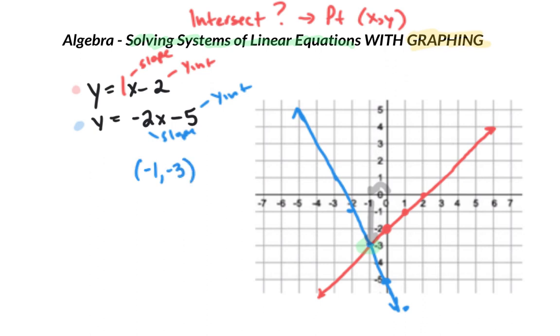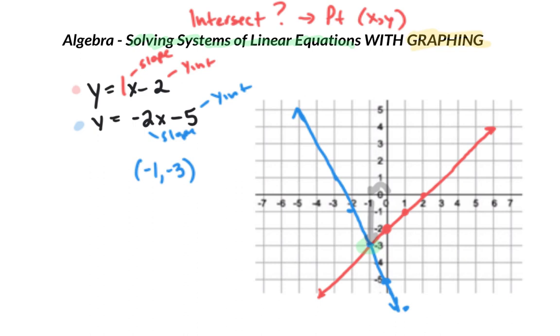And if you wanted to check that, you could plug this in. You could say, well, if I plug in -1, -1 minus 2 is -3. -2 times -1 is +2, minus 5 is -3. So you can see that if I plug -1 in for x, I get -3 for both equations. So we've solved it. Again, solving a system just means at what coordinate do these two intersect.